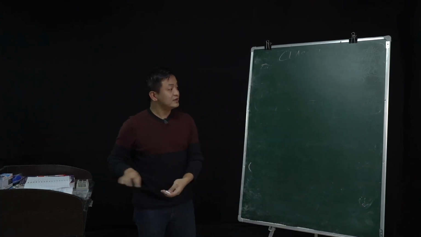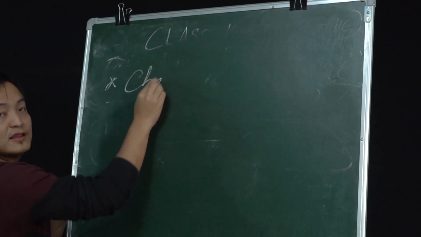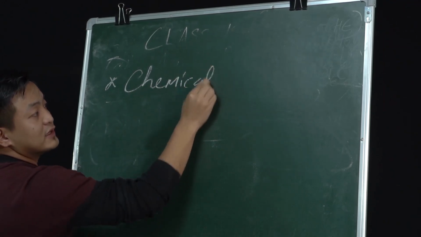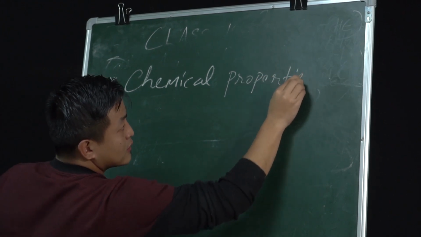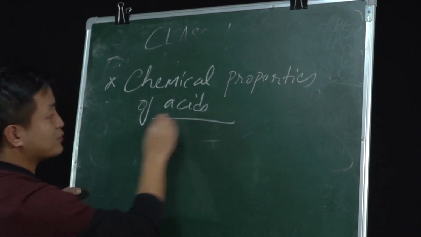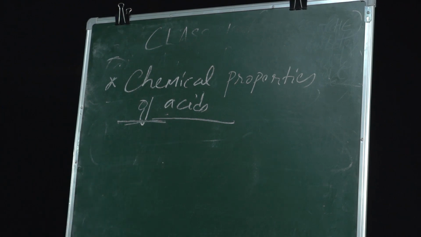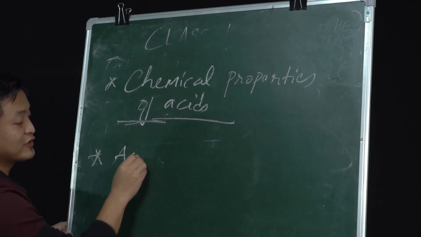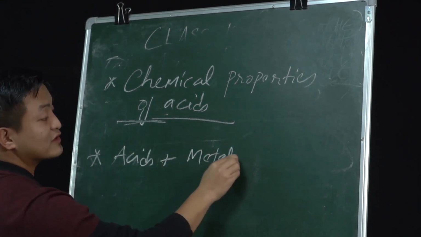So we are done with physical properties, types of acid. Next topic would be chemical properties of acids. Chemical properties of acid. Now, before I start this one, I will give you 3 steps here. The first one, acids reacting with metal. So what will be the results?